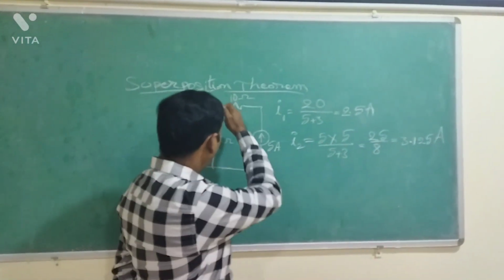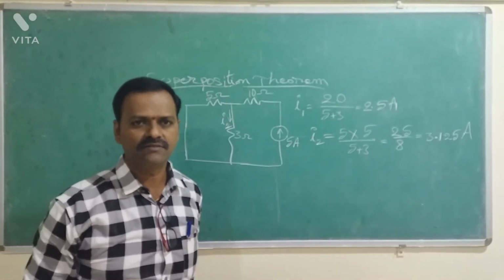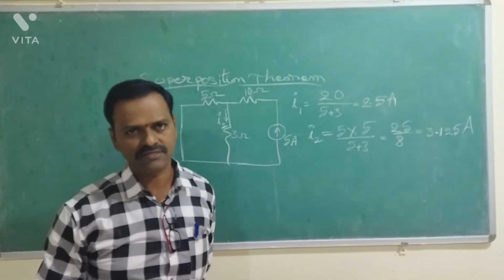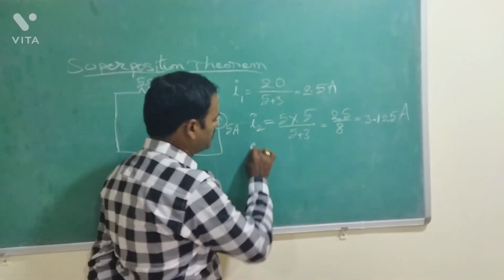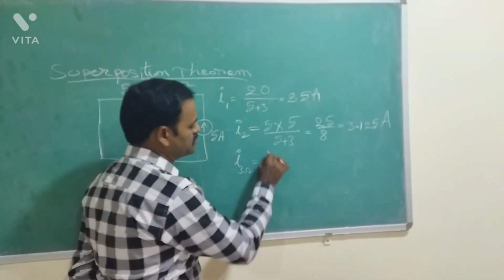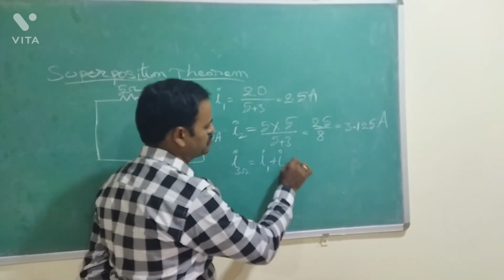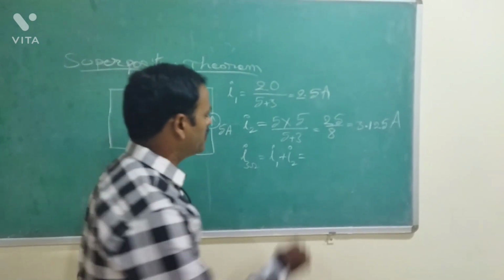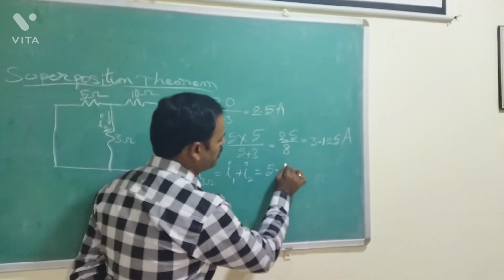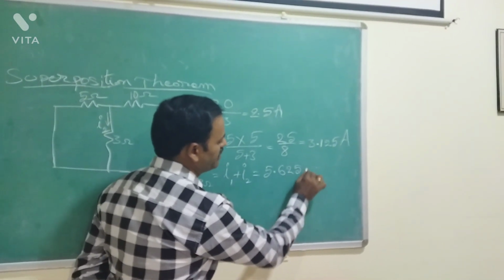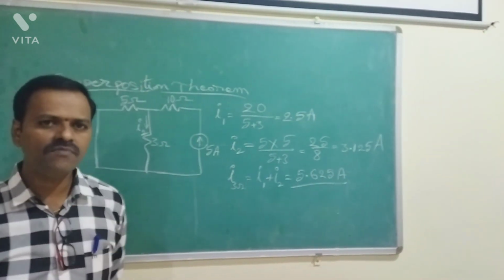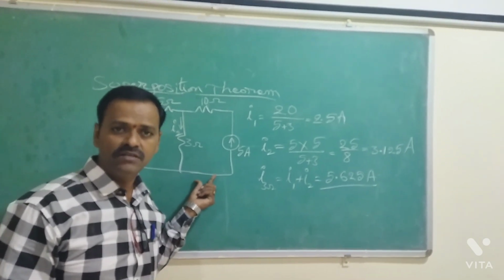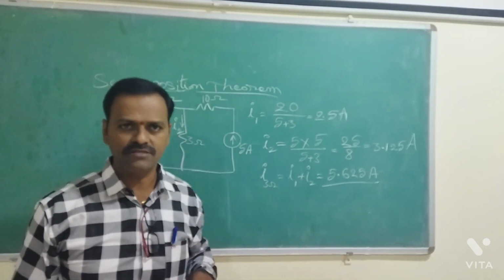Now the response of the 3 ohms resistor is equal to the algebraic sum of the individual responses. So I through 3 ohms is equal to I1 plus I2, which is 2.5 plus 3.125. It becomes 5.625 amperes. That is the total current flowing through the 3 ohms resistor due to these two sources.